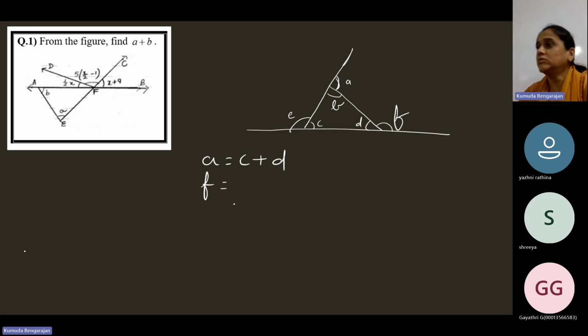F is equal to, ignore D. So it's equal to B plus C. And E is equal to, ignore C, B plus D. Correct?